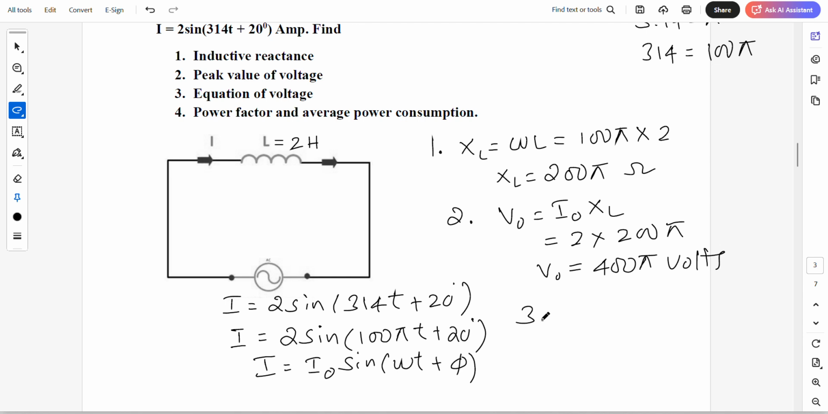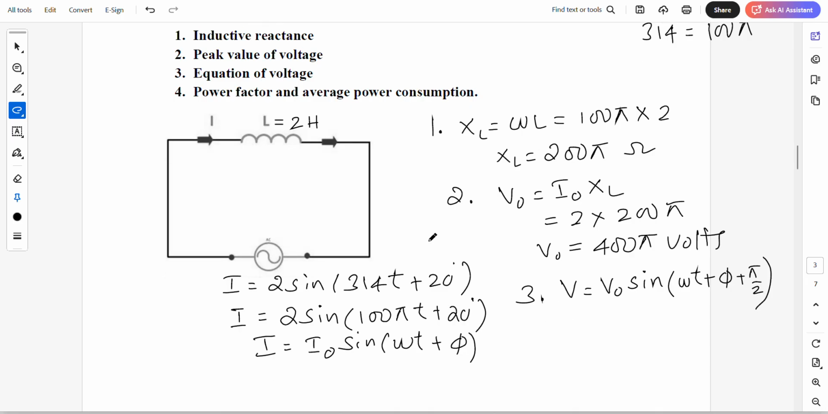How to write the equation of voltage? V is equal to V naught sine of omega t plus phi, which is already given here, plus pi by 2. It will be leading by angle pi by 2. Very good. Now I can write the voltage across the inductor. V is equal to V naught, which is just now we wrote.